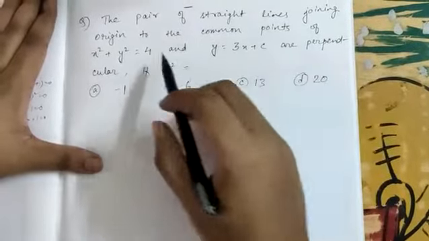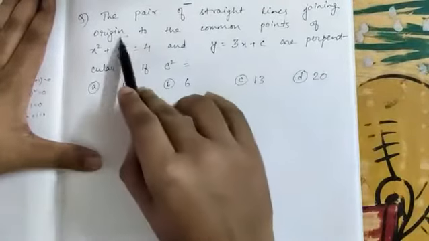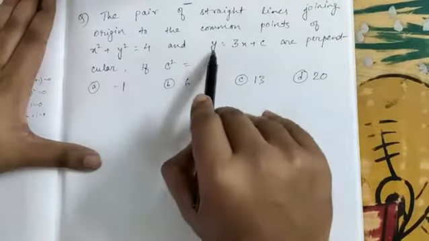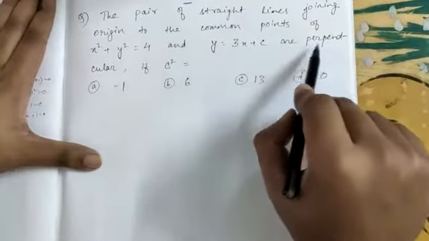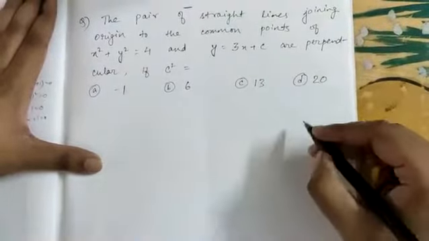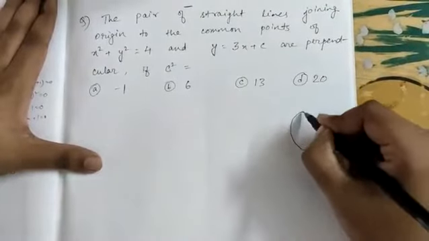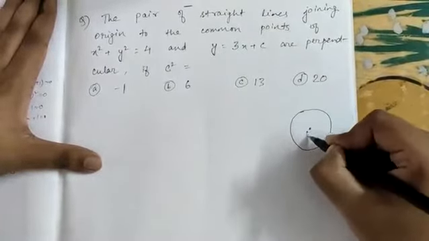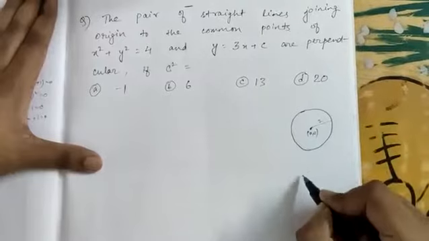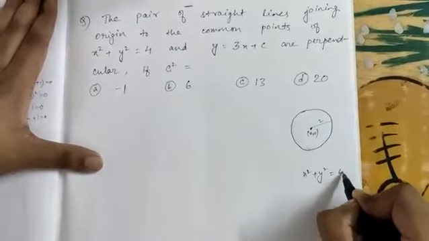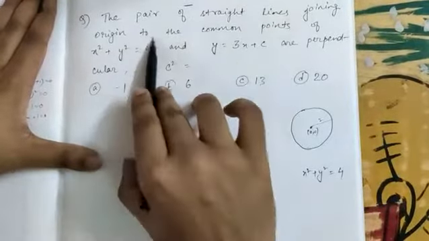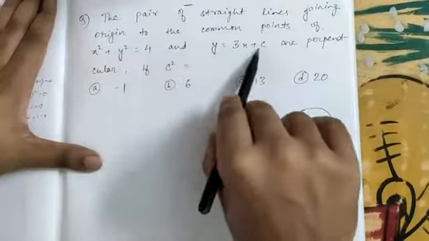Okay, so the second type of sum that can come from your topic of pair of straight lines is this one. The pair of straight lines joining origin to the common points of the circle x square plus y square equal to 4 and y equal to 3x plus c are perpendicular if c square is equal to what? Actually, let me draw it first. Suppose this is my equation of the circle with center at (0, 0) and radius 2.